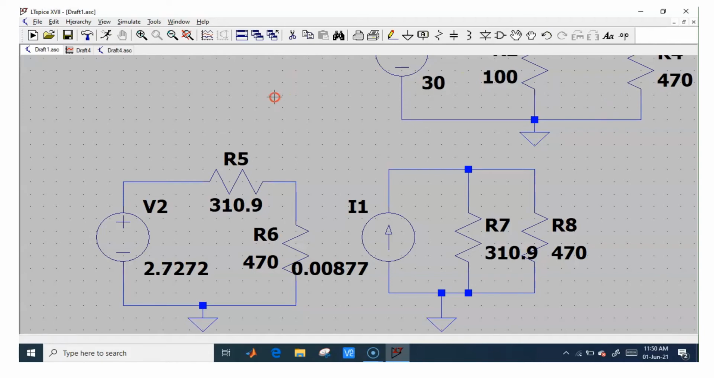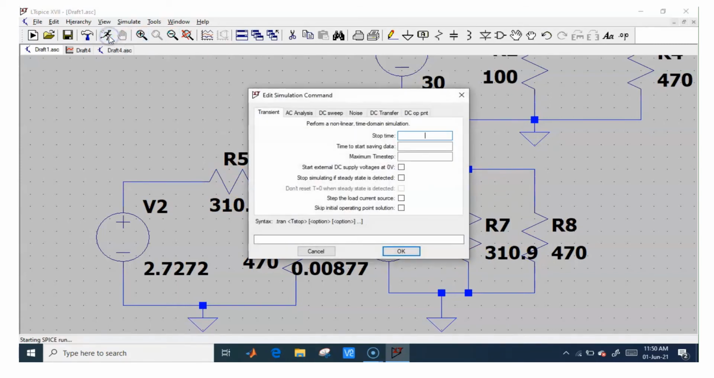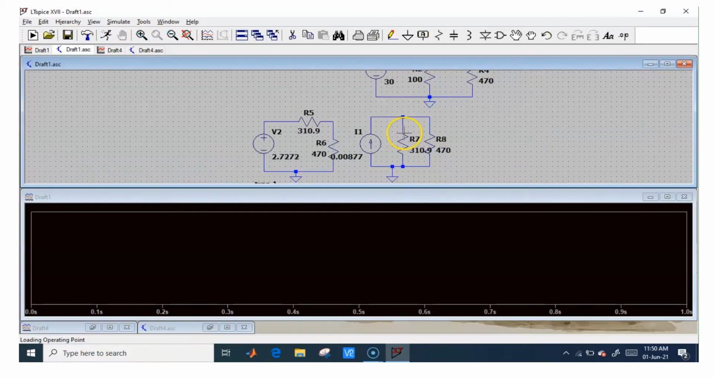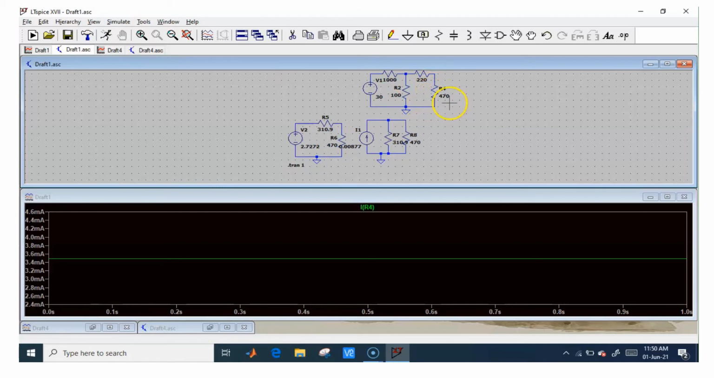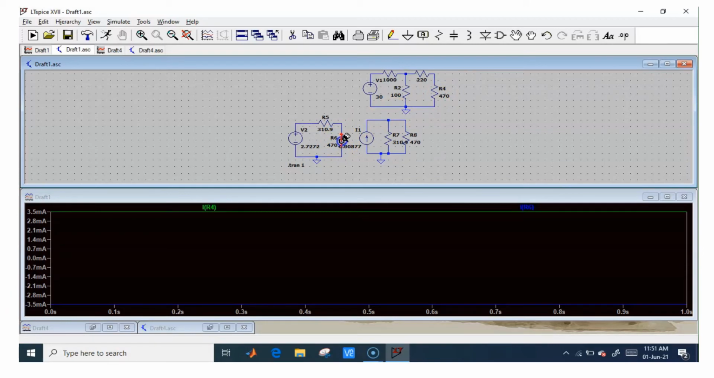So let us find that the current going through the load is the same in the given circuit and also the equivalent circuit of that given circuit according to Thevenin's theorem and Norton's theorem. Let us find the current flowing through that. Here the current flowing through the R4, that is the load resistance in the given circuit diagram, and the current flowing through the load resistor according to Thevenin's theorem.